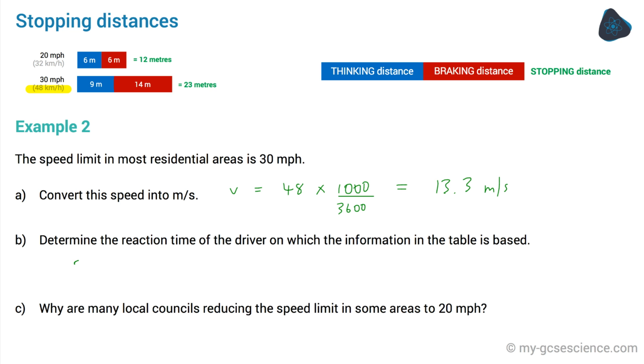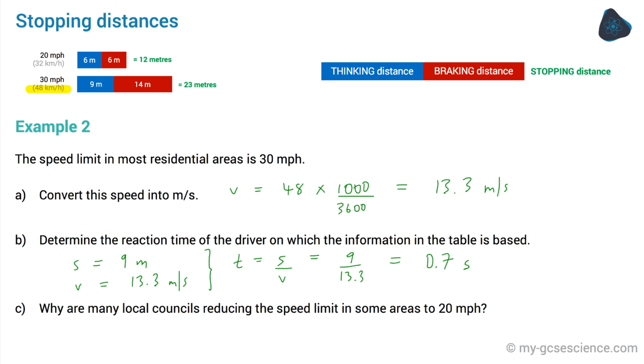For part B, we know that the thinking distance at 30 miles per hour is 9 meters, and that speed in meters per second is 13.3. Because the driver is travelling at constant speed during the reaction time, the correct equation to use is just distance equals speed times time, which we rearrange to give time equals distance divided by speed, which gives 9 divided by 13.3, which gives 0.7 seconds.